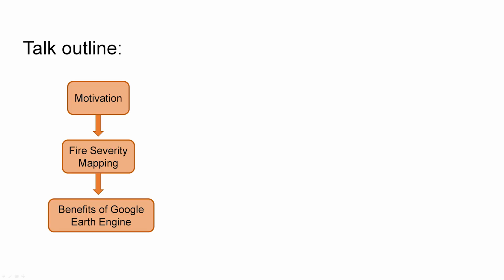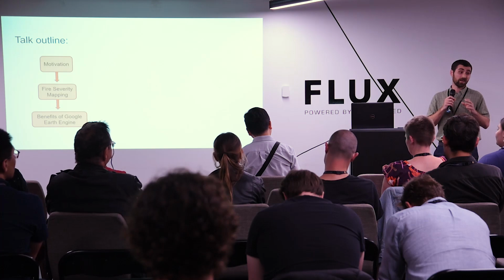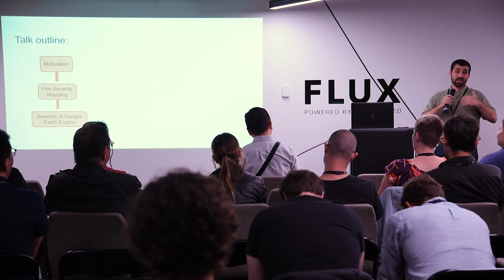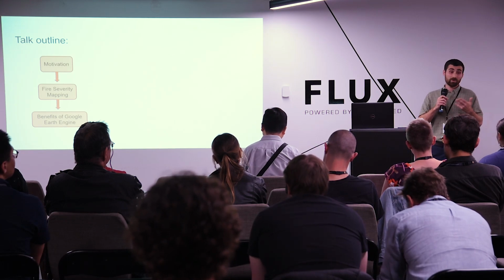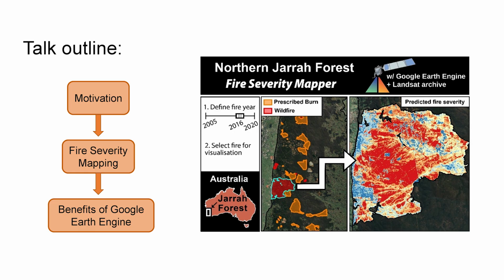In this talk, first I'll go over the motivation, why I'm the one doing this work, get into the guts of how the fire severity mapping works, and then talk about some of the benefits of using Google Earth Engine, because I don't think I would have been able to do this project, at least within the amount of time I've been able to do it, without some of the resources from Google Earth Engine. This is a global scale image processing and GIS environment to ask really big questions without scale.